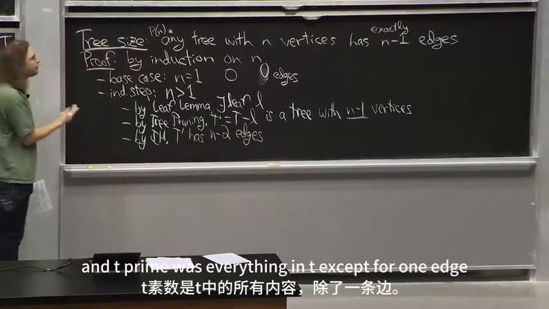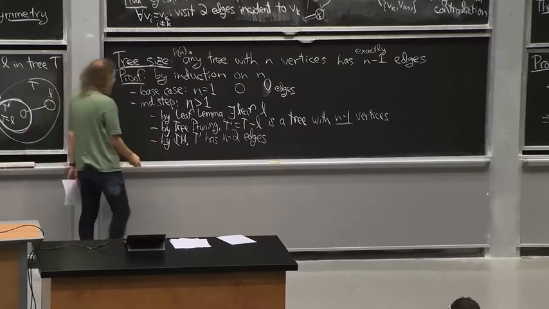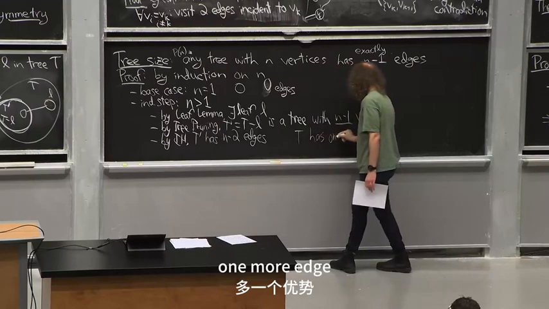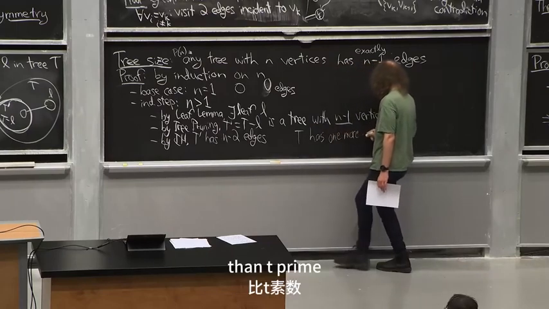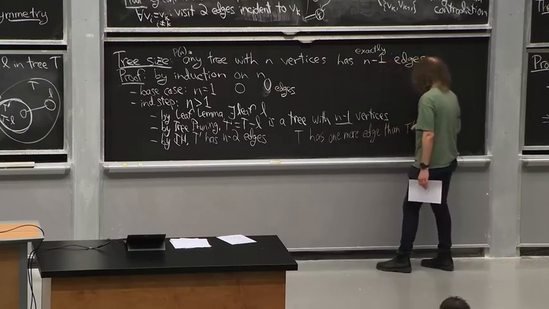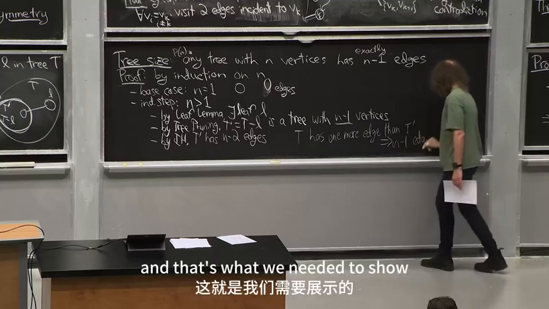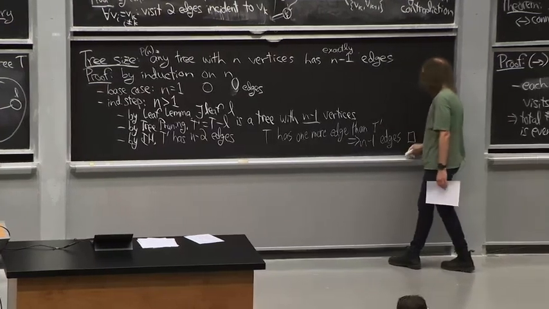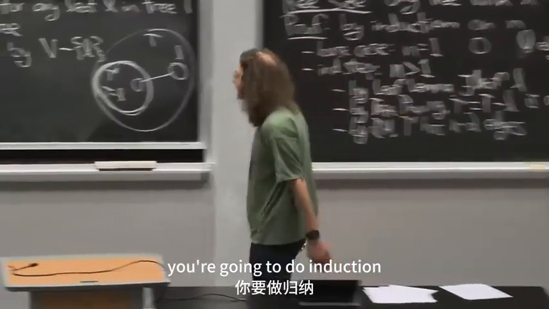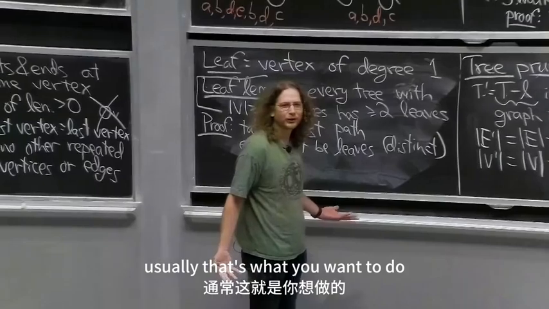And T prime was everything in T except for one edge, that measly edge connected to L. So T has one more edge than T prime. So it has n minus 1 edges, and that's what we needed to show. Okay, this is very nice for inducting over trees. The idea is if you have a tree, you're going to do induction, you should take a leaf and prune it. Usually, that's what you want to do.